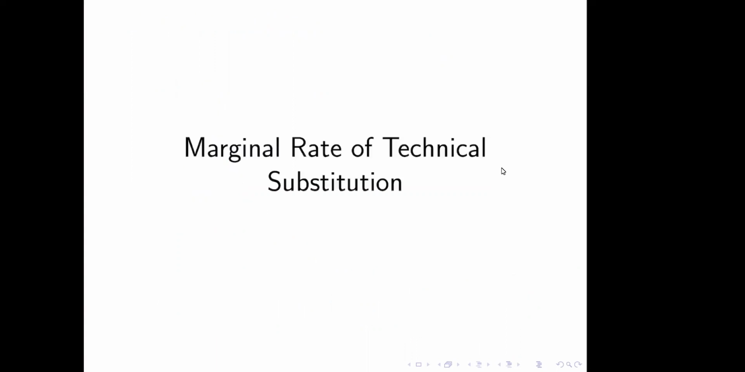All right. Any questions so far? Next, the marginal rate of technical substitution. This is pretty much the slope of the isoquant. MRTS is just the slope of the isoquant.